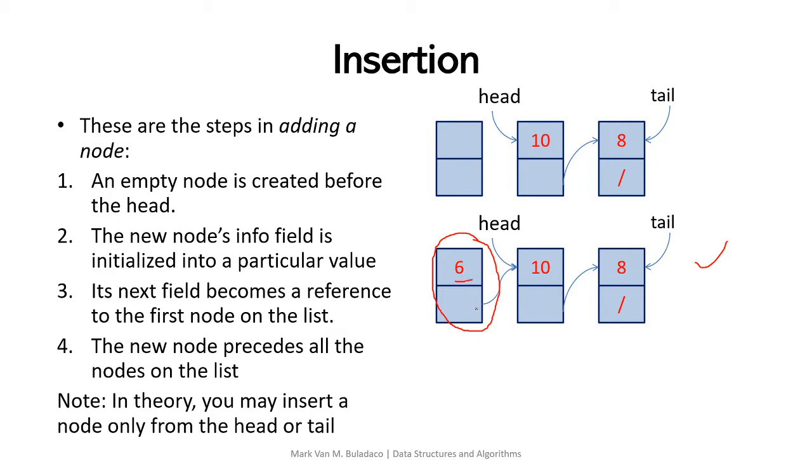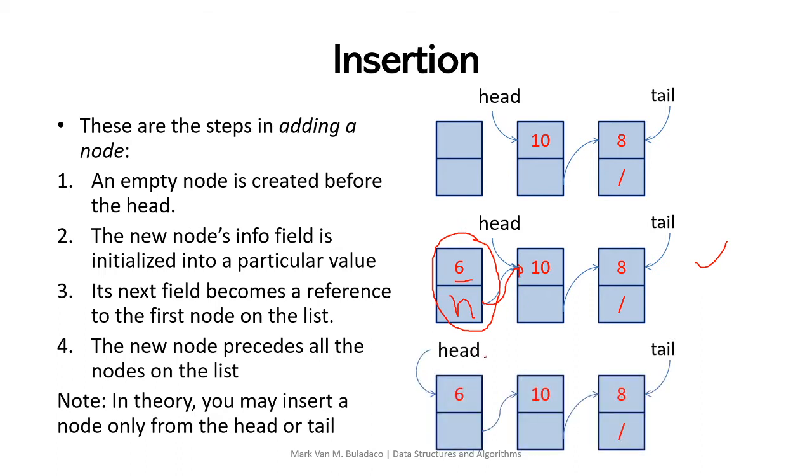is 6. And then the next field is referred or pointing to the info field of the next node, which is 10. So the new head now is 6, and then the tail remains the same. So it's still the same.